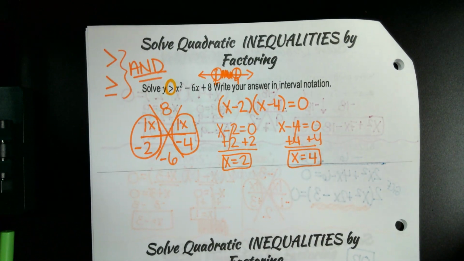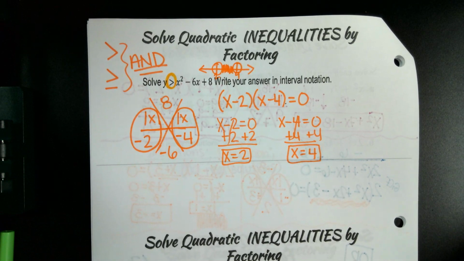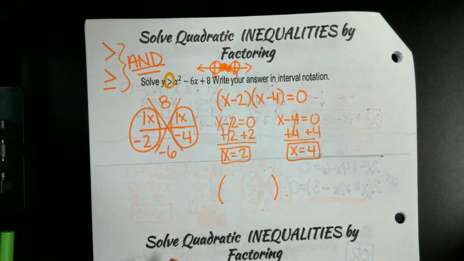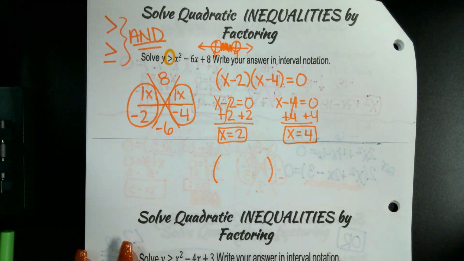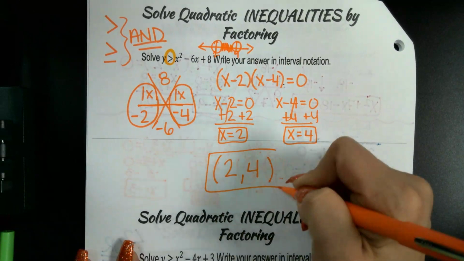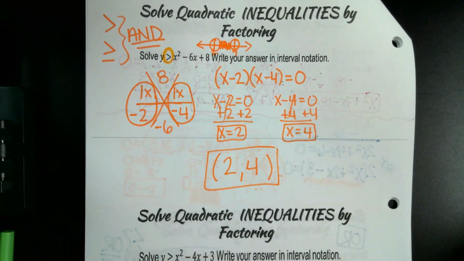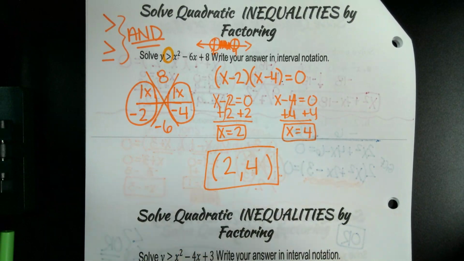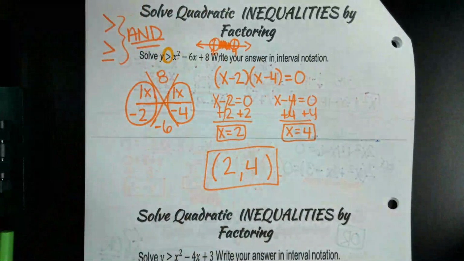So are you ready for interval notation? Super simple. There's no equal sign, so we use normal parentheses. One set of parentheses. Which one's the smaller number? 2, 4. Done. So easy. Because this says that all of our solutions are between 2 and 4. That's what that means.